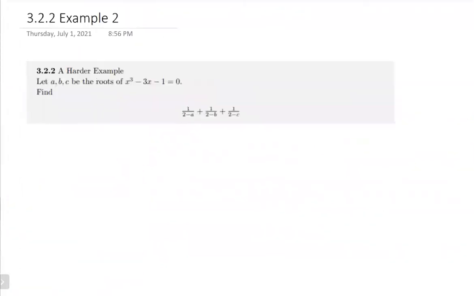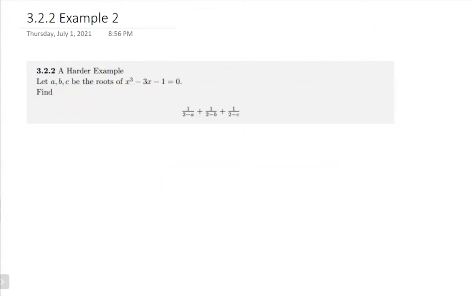Instead of having to find the roots themselves. And you'll see that's a pattern when doing Vieta's. Rather than finding the roots themselves, you can find expressions for the sum of the roots or the sum of the pairwise products or something like that, and use that to find the value of the expression rather than finding the roots and then plugging those values into the expression.